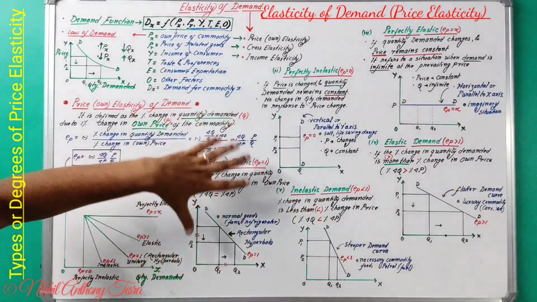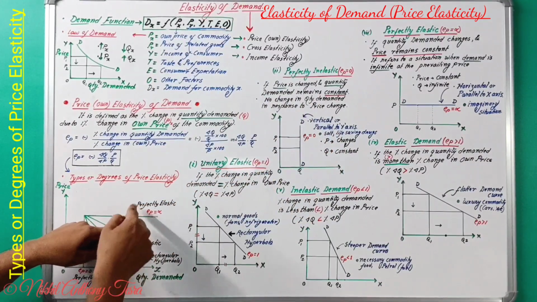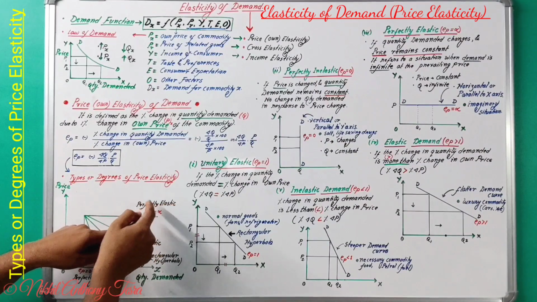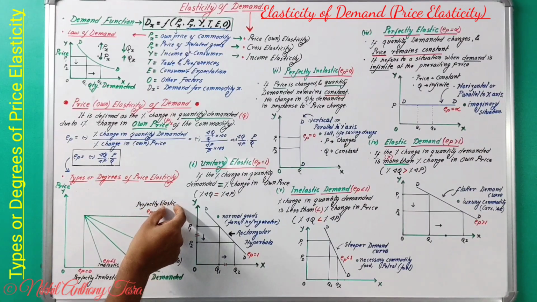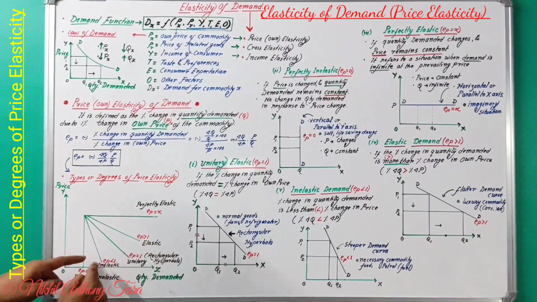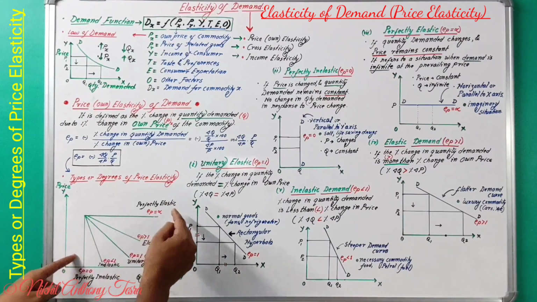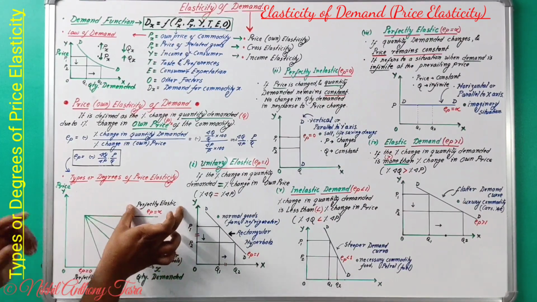Now this is above 1. So what will be the case? You remove this prefix of perfectly elastic. You remove 'perfectly'. What is remaining? Elastic. So EP greater than 1 is elastic. And EP less than 1 will be inelastic. In case of this one, you remove the prefix 'perfectly' from perfectly inelastic, it will be inelastic. So EP less than 1 is inelastic. I repeat, EP equals 0 is perfectly inelastic. Opposite of this is EP equals infinity. This is perfectly elastic.